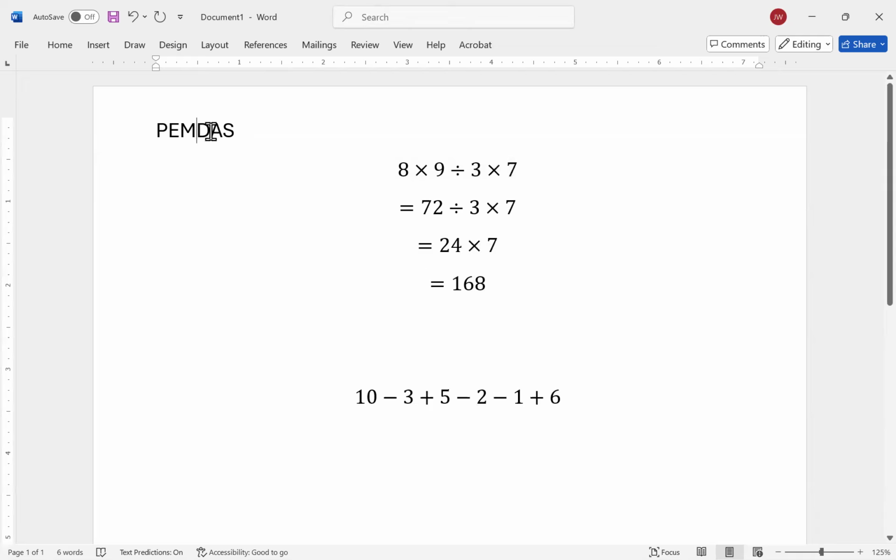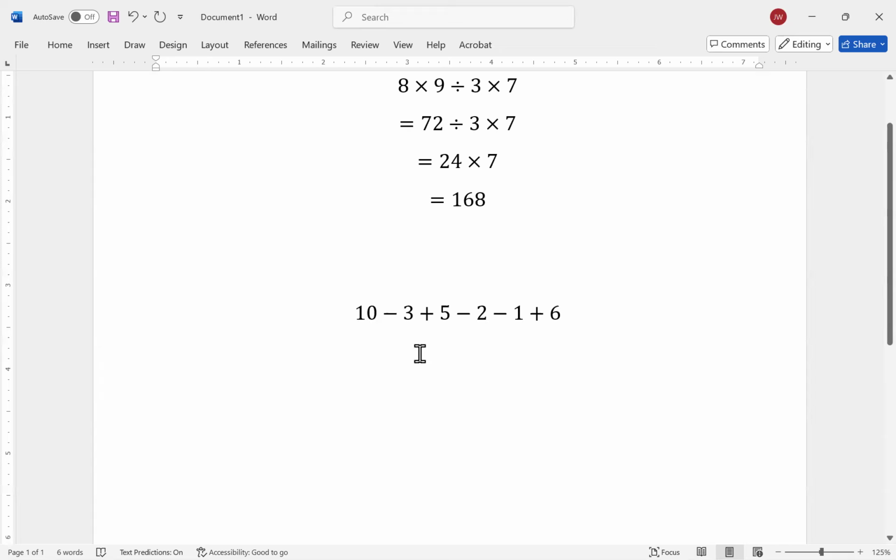And we want to think of it as those 4 categories because of this. So move left to right when we have 2 operations on the same level. You can do the same thing here. I won't do every step, but 10 minus 3 is 7, plus 5 minus 2, minus 1 plus 6.